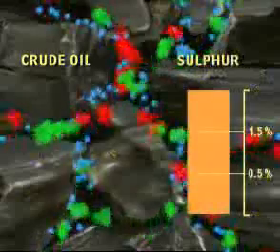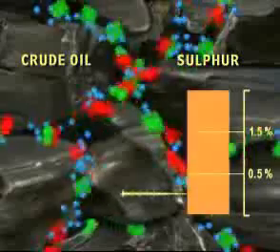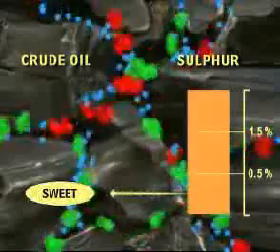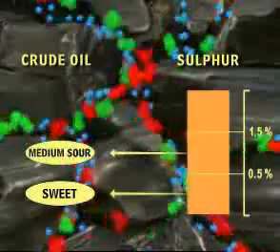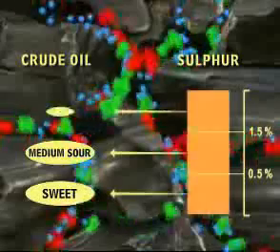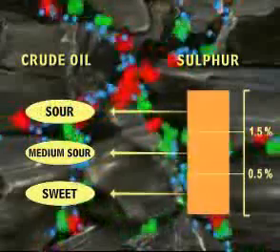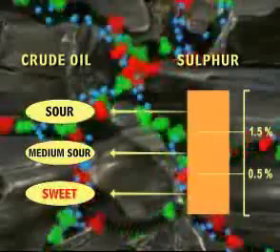Also, in terms of sulfur content, crude oil is divided into three categories. Sweet, with a sulfur content of less than 0.5% by weight, medium sour, between 0.5% and 1.5%, and sour, more than 1.5%. A low level of sulfur indicates a crude of higher quality and greater value.